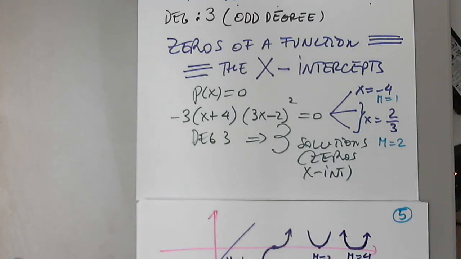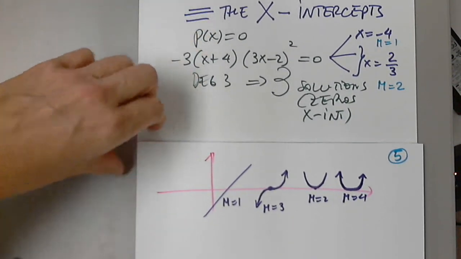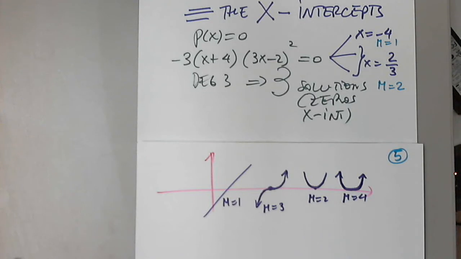So even multiplicity always turns on the x-axis. Odd multiplicity always crosses the x-axis, but it depends on how large the multiplicity is. The higher, the flatter the cross. Okay, so they are asking us now to graph, and here's what I know.